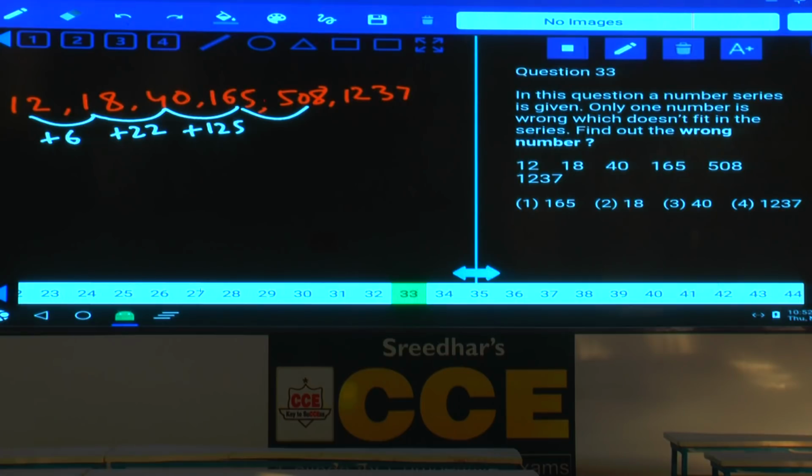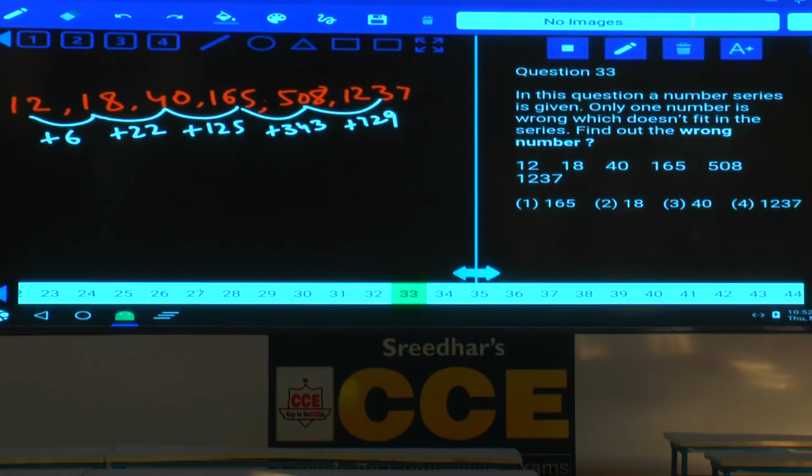Next one 165 and 508. What is the difference here? 343. Are you following this one or not? 125 and 343 are what? They are cubes of odd numbers. And the next one must be 729. Tell me whether it is 729 or not.